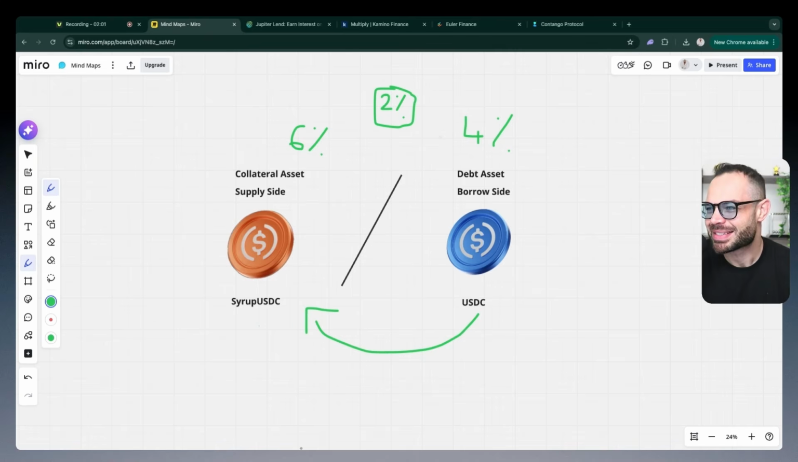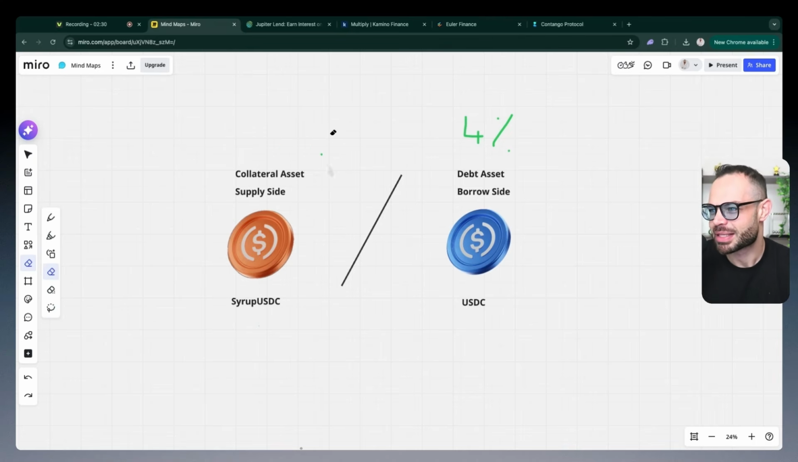Thankfully in DeFi, there are a number of different protocols that allow us to take advantage of these looping strategies in a very seamless manner. Effectively, they automate the looping process for us. Of course, you can do this manually yourself by supplying the asset, borrowing the debt asset, and then manually going and buying more Syrup USDC and repeating the process 3, 4, 5, 6 times. But many different protocols allow us to automate or at least semi-automate this process. And I'm going to show you some examples here.